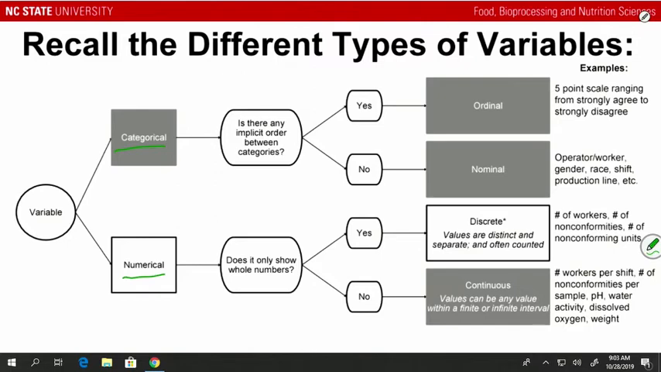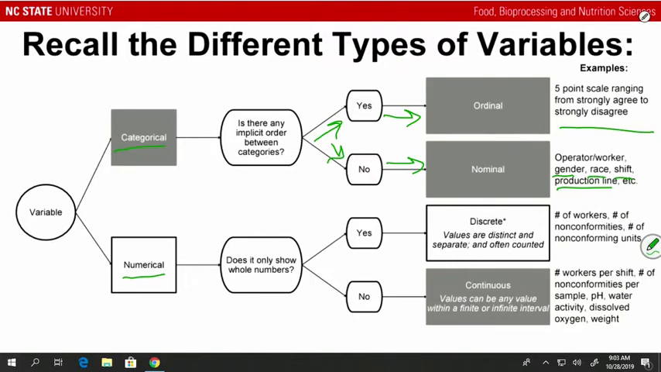And you know this by now. If order matters, then it's going to be ordinal, O-R-D. An example would be a sensory scale. On a 5-point scale, where 5 means you strongly agree that this flavor is yummy, a 5 matters more than a 4. If order doesn't matter, it's nominal, and you know that by now. Order of gender doesn't matter, race doesn't matter, shift, production line, those usually don't matter.